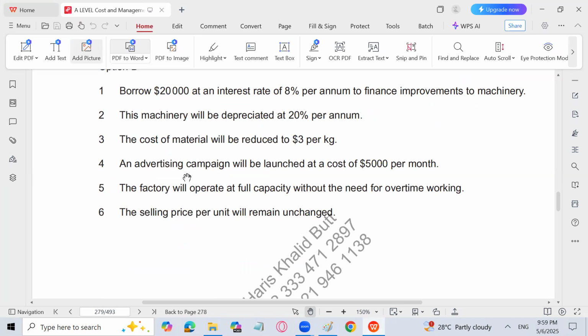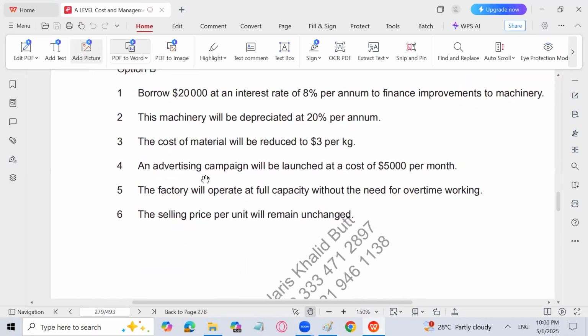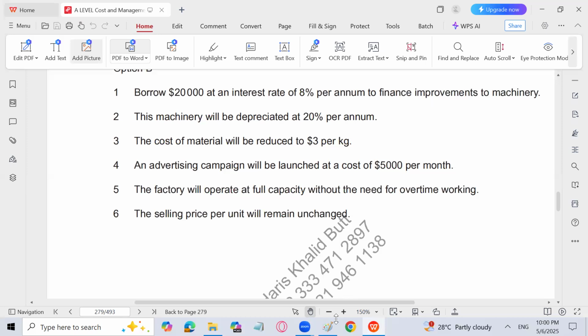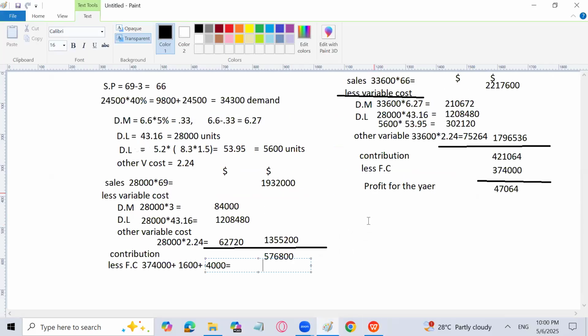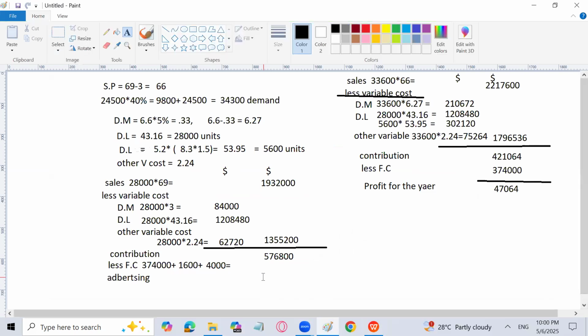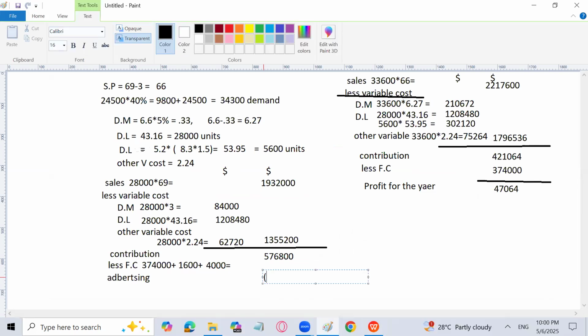And there is also an increase in the fixed advertisement campaign, which is again a fixed cost of 5,000 per month. So it will be advertising. I can write it now because it is a bigger amount. That will be 60,000, because 5,000 into 12. So that is 60,000. So what is the total of this first?